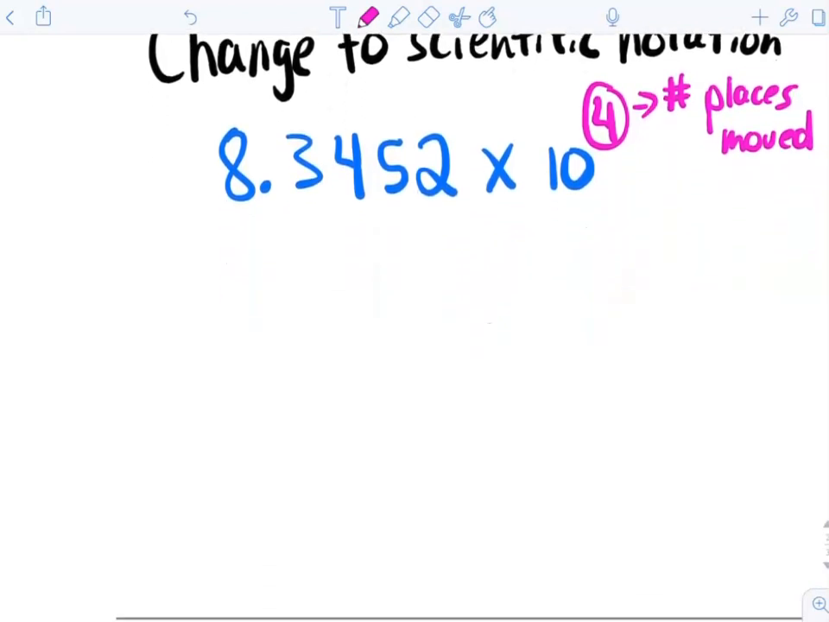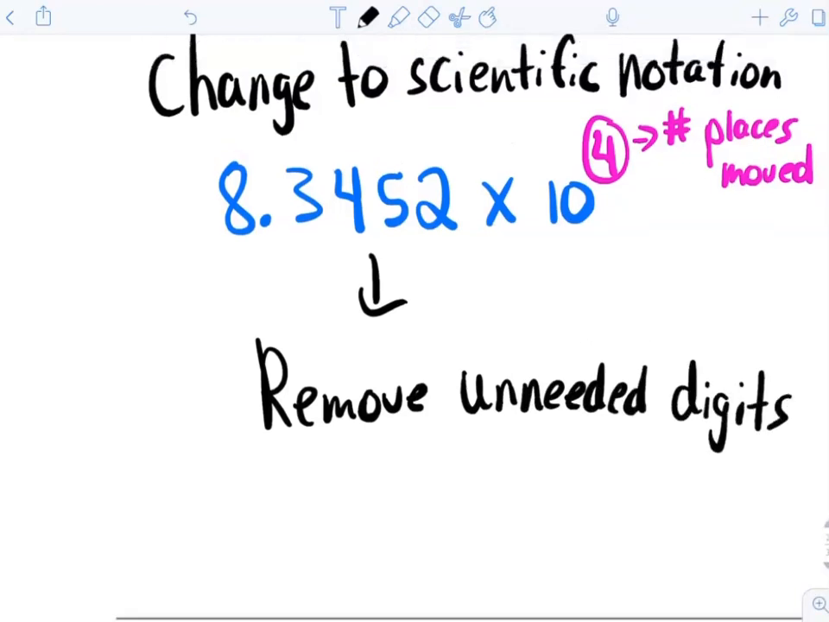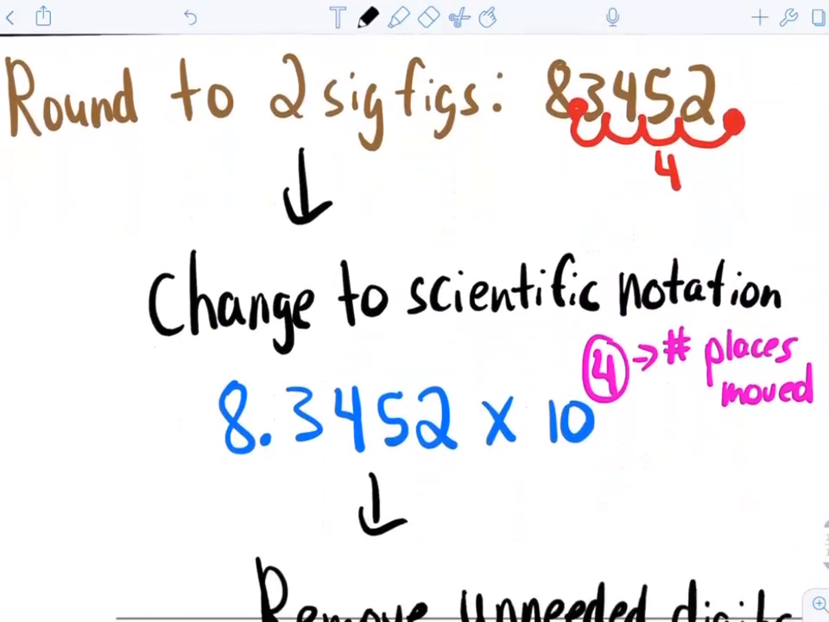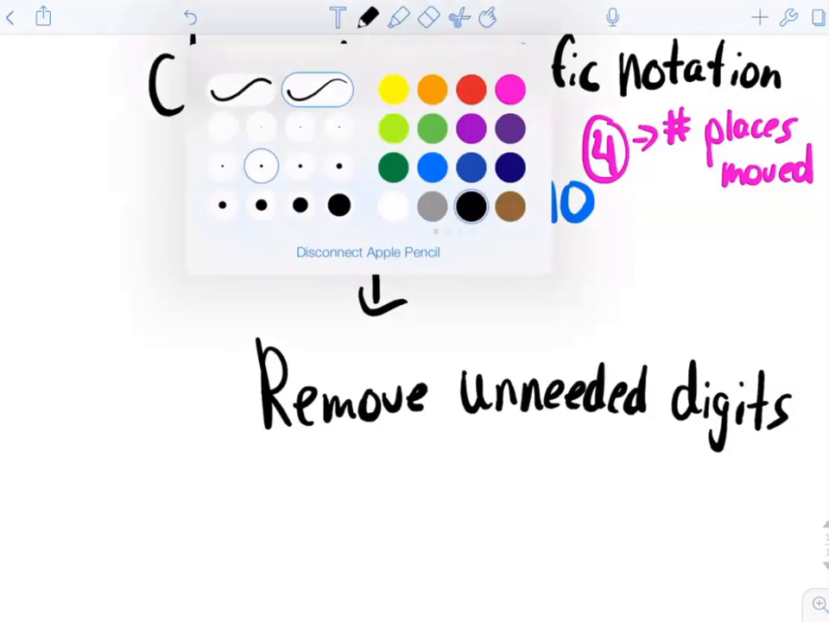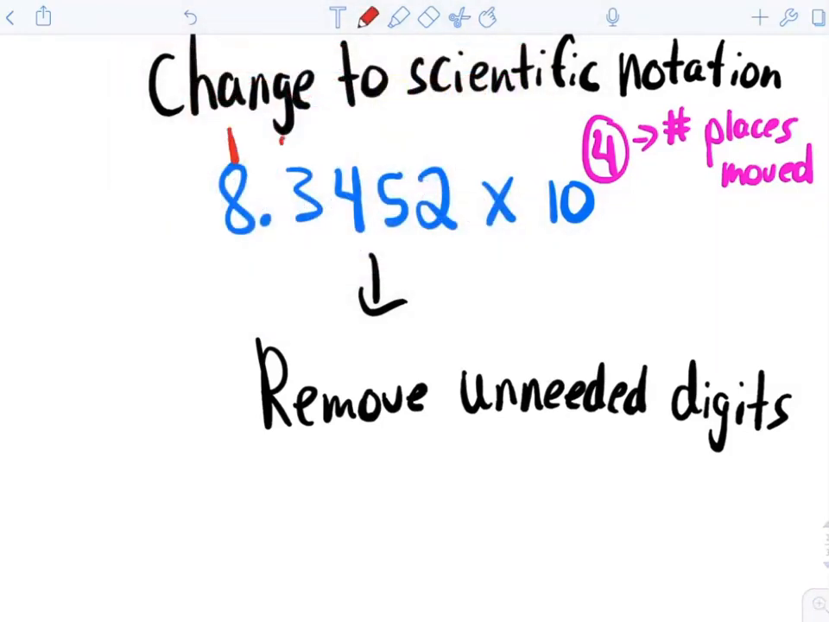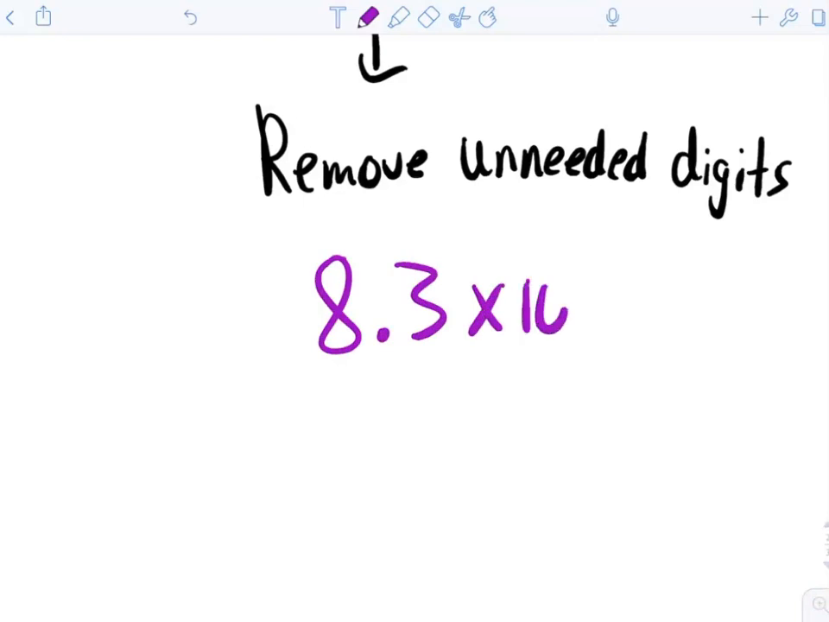Okay, and then our next and final step is going to be to remove unneeded digits. And if you remember, we were told that we needed to go to 2 significant digits, all of these are 1 through 9. So if I go through and count, this would be 1, 2. If I look at the number beside of it, it's a 4, so I'm not going to need to round up. So my final answer for this one would just be 8.3 times 10 raised to the 4th.